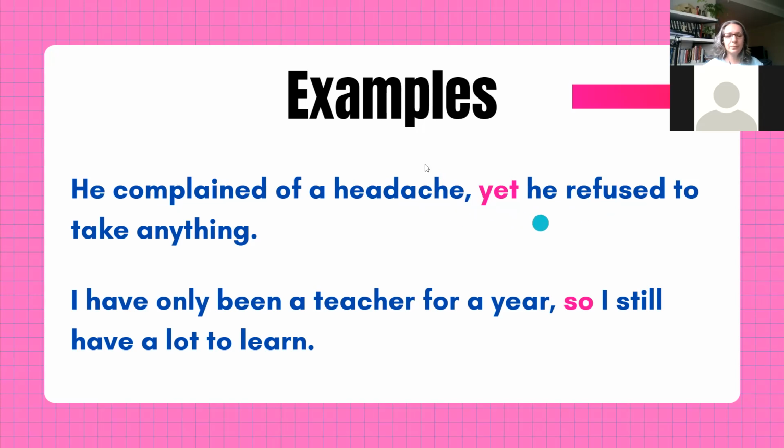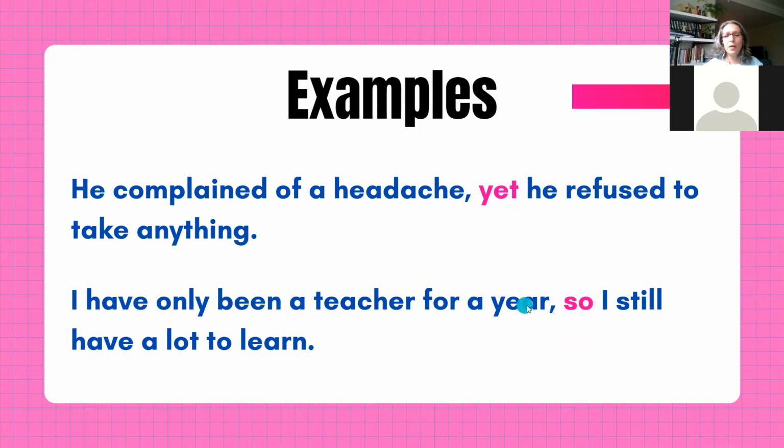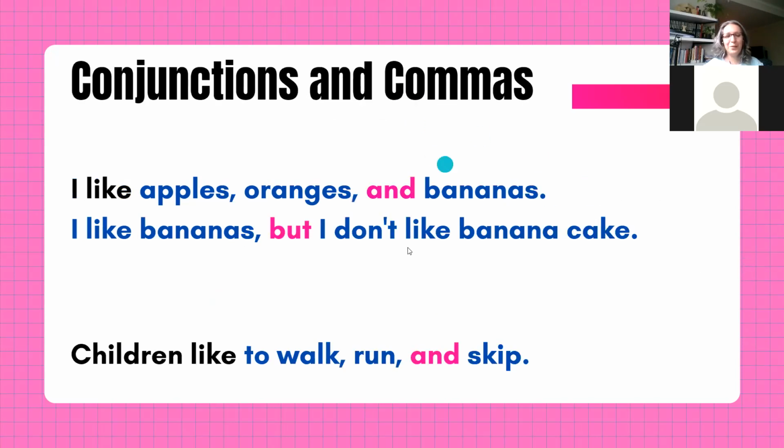So there's that. I have only been a teacher for a year, so I still have a lot to learn. I still have a lot to learn is one sentence. I have only been a teacher for a year is another sentence, joined together by so, and you can see here there's a comma just before it. So a comma should go before a conjunction. That's a general rule that works in most cases. Comma before a conjunction.